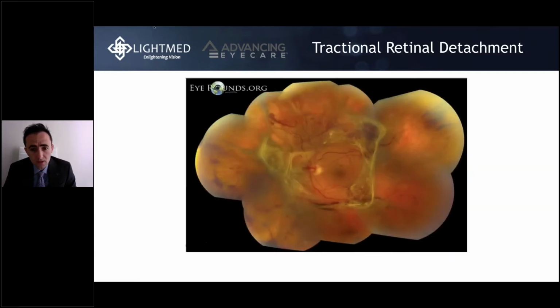This is an example of tractional retinal detachment. This patient is lucky in a sense that it's not involving the center part of the macula, but it can certainly progress and detach the retina more as these scars fibrose and shrink and start pulling more on the retina. You can see on the top the multiple fronds of the neovascularization and the abnormal vessels.